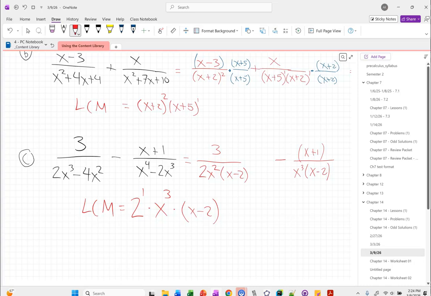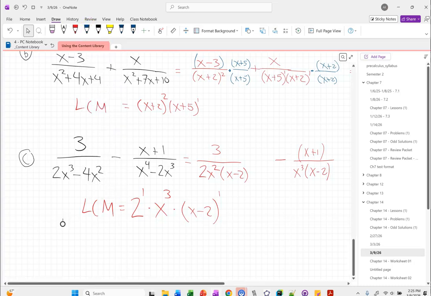This is why I did this problem. It's a very common mistake for students to think x cubed and x squared are distinct prime factors. They're not. The prime factor there is x, they're just different powers. Does everybody feel okay? Okay, all right.